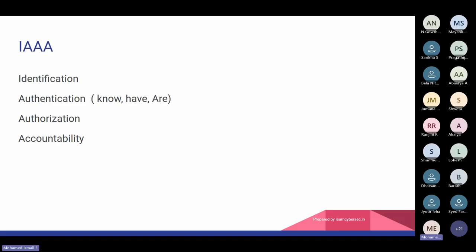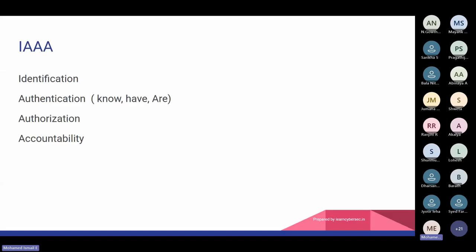The moment I logged in, it is recorded in the logs that Muhammad Ismail logged in at 7:41 p.m. IST on 30th August. So, I just explained IAAA with a simple example, Gmail. The moment you access any application, there is identification: who you are, what your user ID is, which means you are the subject. Who is the subject? The subject is the username.